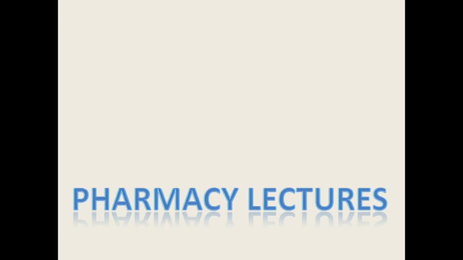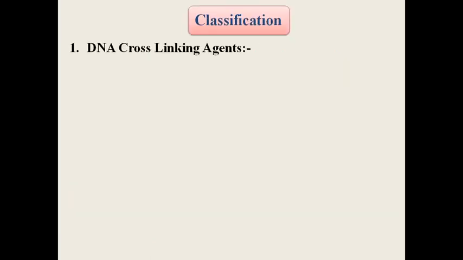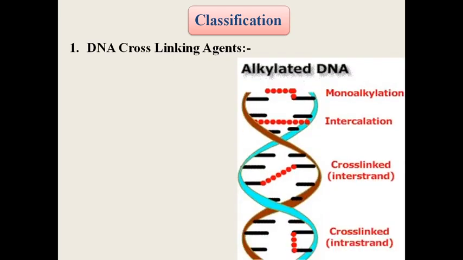Today we are going to discuss classification of anti-neoplastic or anti-cancer agents. So let's start. DNA cross-linking agents. Before discussing the compounds, first we must know what these terms mean: monoalkylation, intercalation, cross-linked, interstrand and intrastrand.